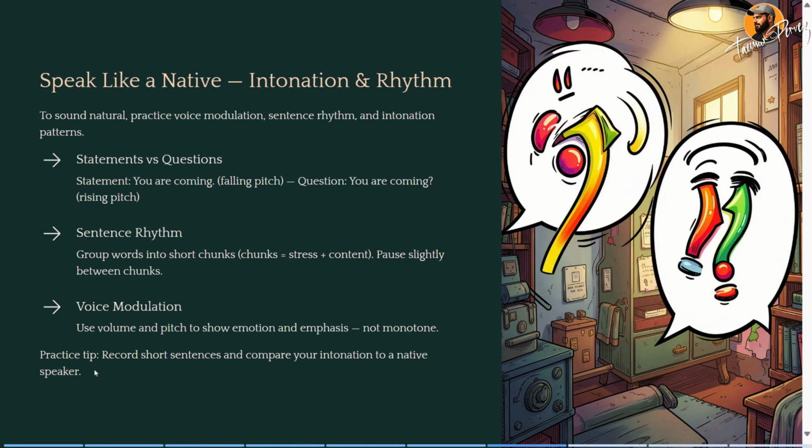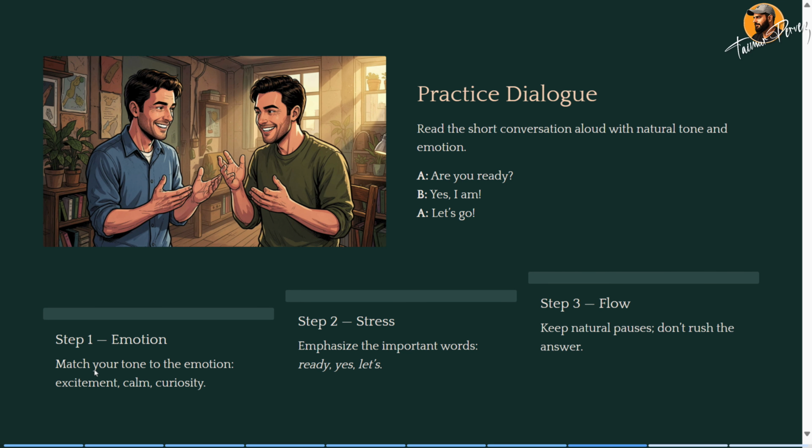You have to record short sentences and you can compare your intonation to a native speaker as well. You can watch their interviews or something like that. So here goes the practice dialogue. You have to read the conversation aloud with natural tone and emotion. So place yourself in this situation and say out loud these sentences according to that emotions.